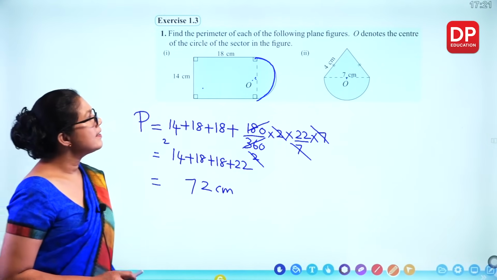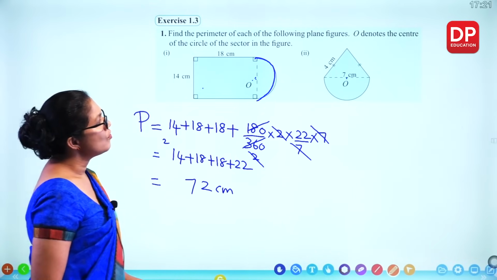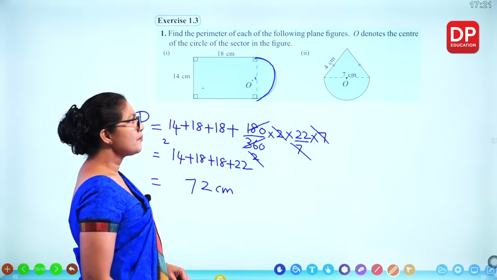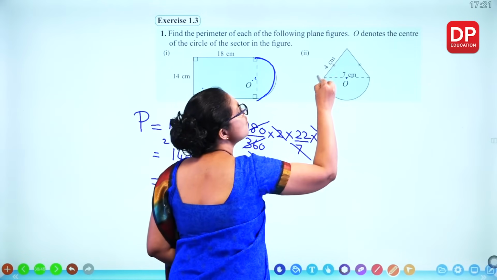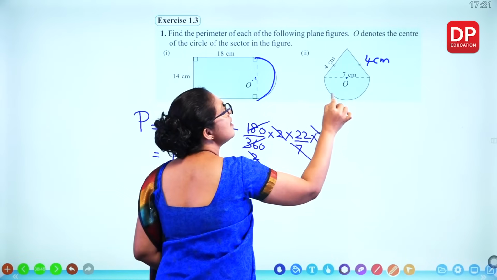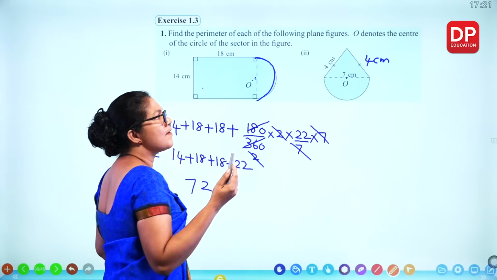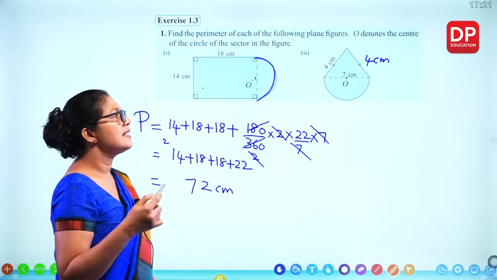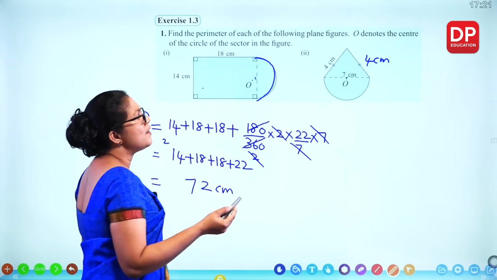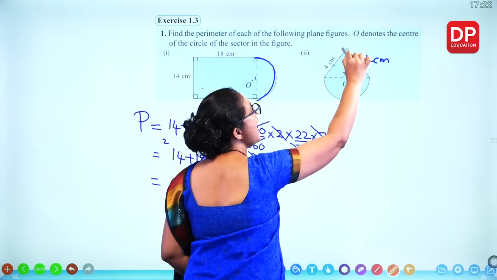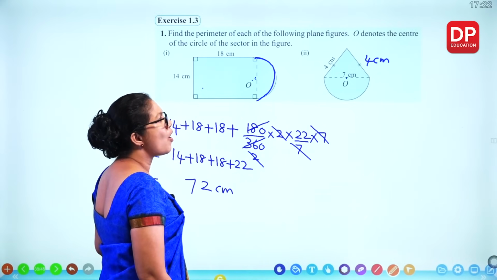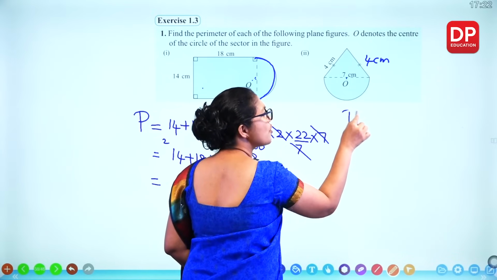Now we'll look at the second part. Here you are given a compound figure, a triangle with a semicircle. It's given that these two sides are equal. That means this is also 4 centimeters. Now this is given, the full length is 7. That means the diameter of this semicircle is 7. So what's the radius? 7 divided by 2. So we'll first find the arc length and then add 4 and 4 to the arc length to get the perimeter of the compound figure.